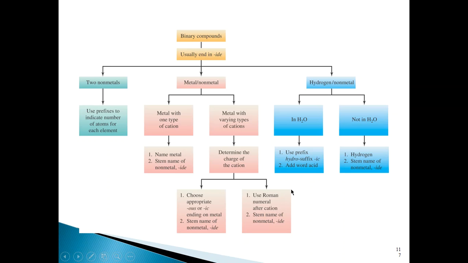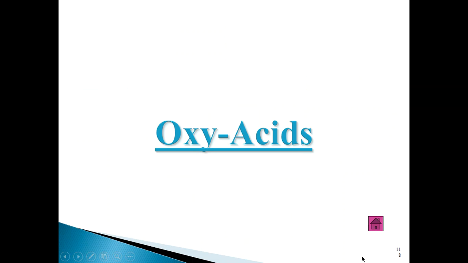So this is basically a summary of what we covered. It takes practice, of course, to master the skill of naming compounds based on their formula or vice versa. And we're going to do some exercises in class which deal with this. Okay, so I'm going to stop here. The next topic we'll be dealing with is oxyacids. So until next time.